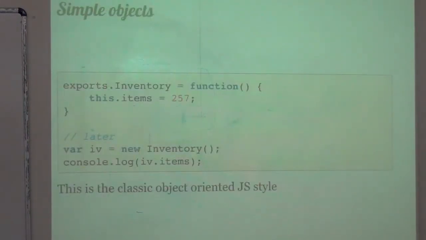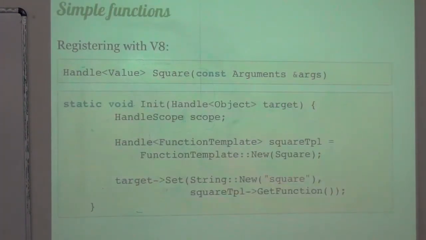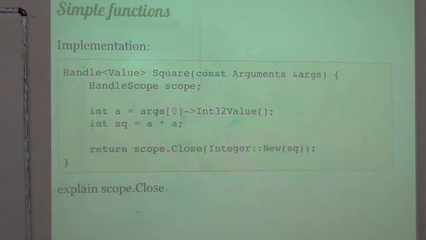So now if you actually try running the code called simple function in the GitHub repo, you will see this same thing I've had in the header files and so on, and you can just run it. And if you require the module, it will have a square function ready to go, right?